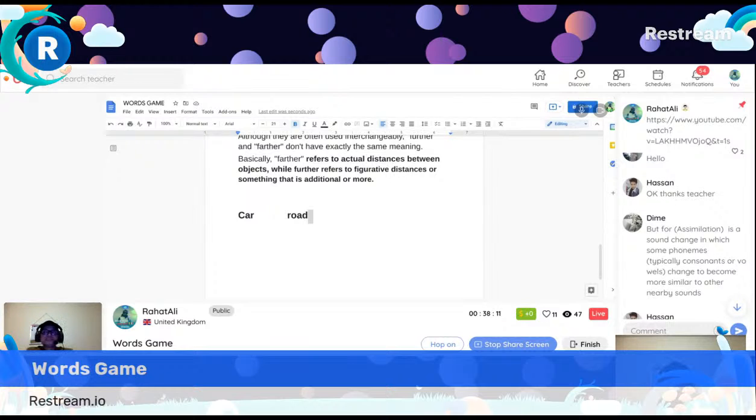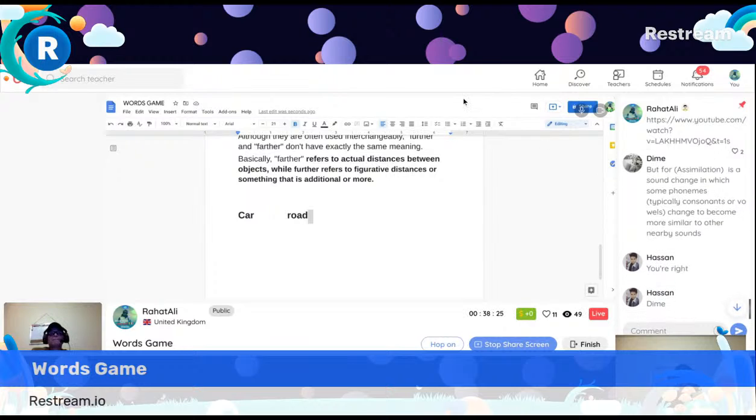Dime says, assimilation is a sound change in which some phonemes, typically consonants or vowels, change to become more similar to other nearby sounds. That's right. Dime, you're correct. That's why I can give you some examples, some assimilations. You'd be surprised to know how assimilation changes the sound.